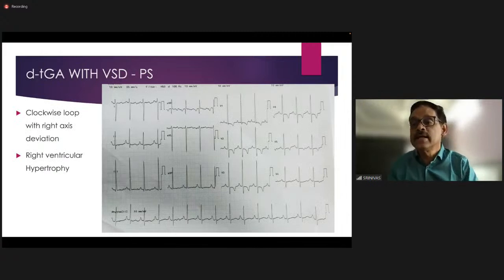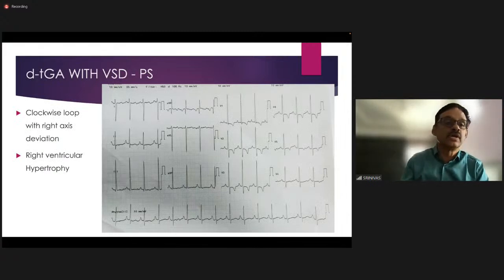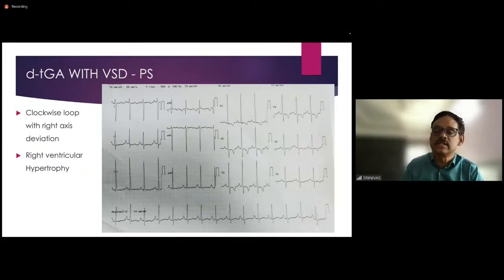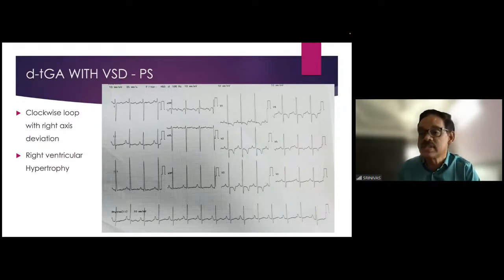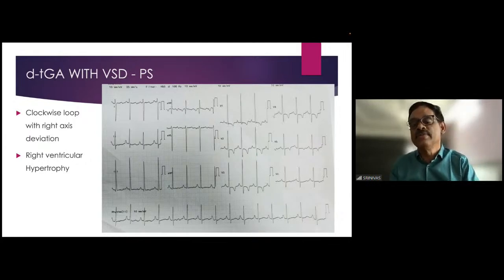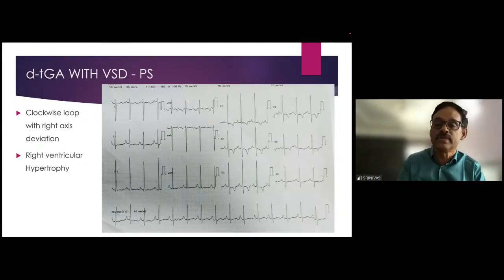Now, another example of VSD-PS with RV dominance we have just discussed is DTGA VSD-PS, where you will again get a clockwise loop with right axis deviation like in TOF. But the differentiation from TOF is RVH with strain. You don't get strain in TOF, but in DTGA VSD-PS, though the loop and axis may be similar to TOF, the V1 will give away the diagnosis in the form of a strain pattern with RVH.